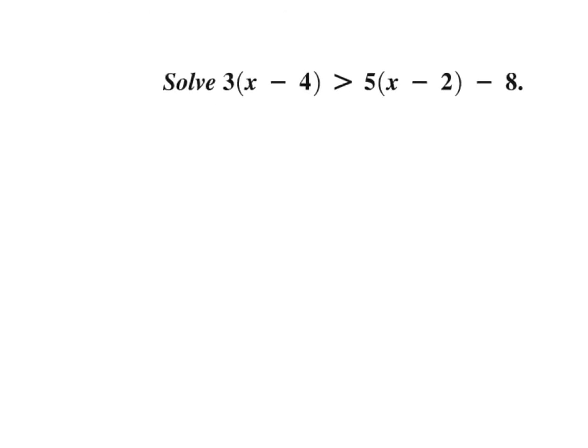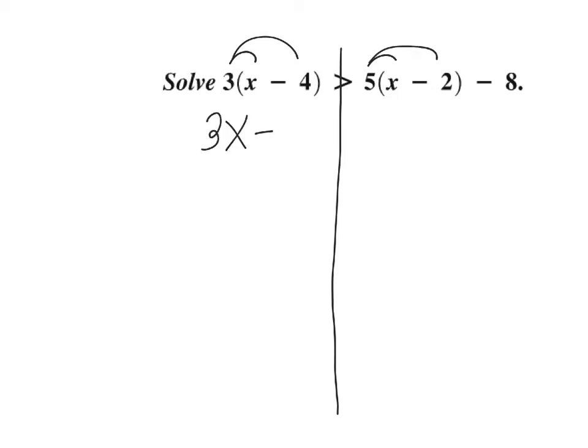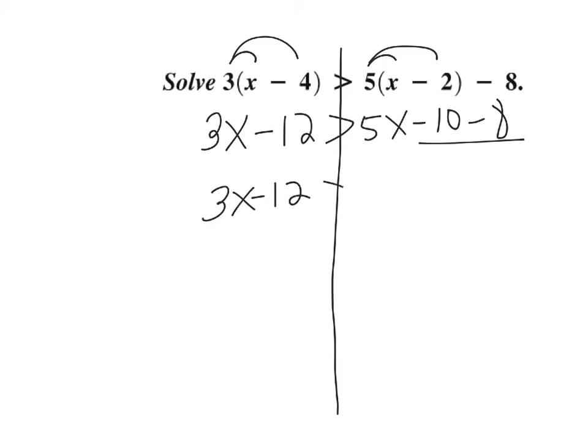Here's an example right here. It's asking you to solve, and I put a line still down through the inequality symbol. I'm going to start by getting rid of my parentheses by distributing and simplifying both sides. The left side is 3x minus 12. The right side is 5x minus 10 minus 8. I can also combine these two like terms and simplify even further before I start making moves to solve this inequality for x. You have 4 different possible first moves here.